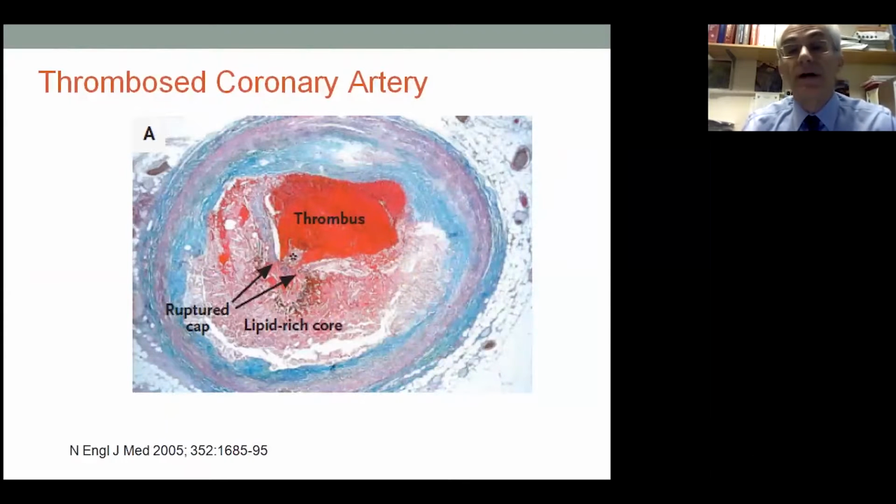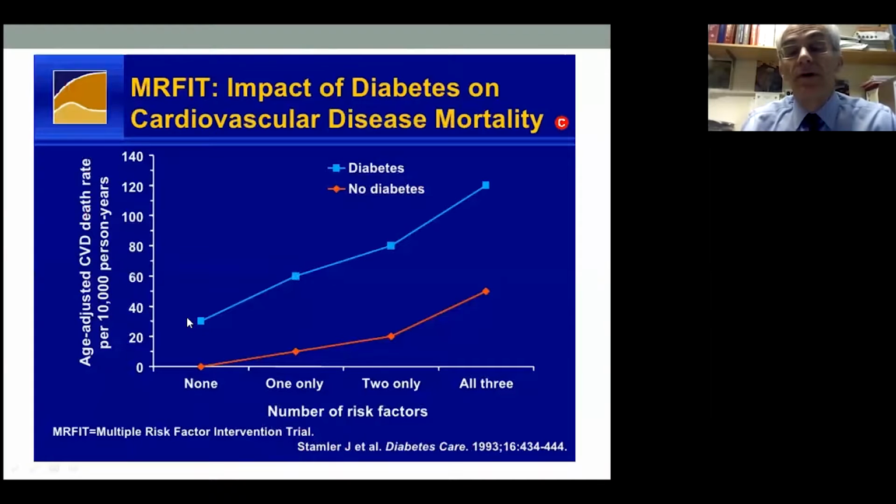And then the risk of coronary artery disease. This is a coronary artery with a thrombus at the time of an acute heart attack. We know from all the epidemiological data that patients with diabetes, in the blue line, have more than a double risk of cardiovascular death than patients without diabetes, irrespective of other cardiovascular risk factors.